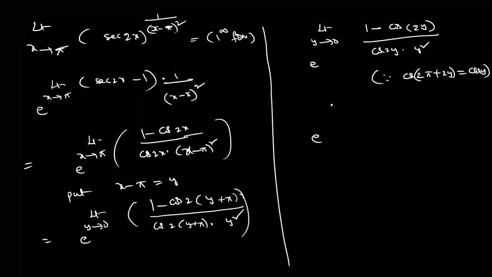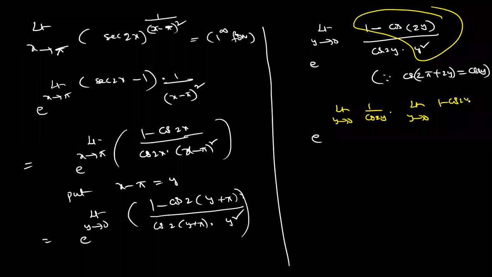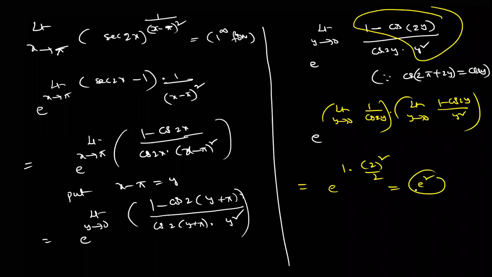So e power, how much is coming? This is our combination: limit y tends to 0, 1 by cos 2y, into limit y tends to 0, (1 minus cos 2y) by y square. Now what is the answer? e power 1 into 2 square by 2. So the answer is e square, that is the answer.